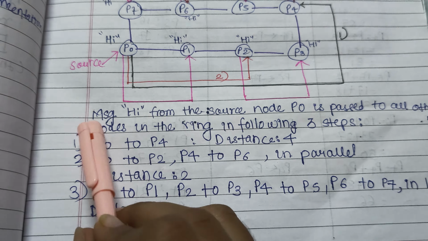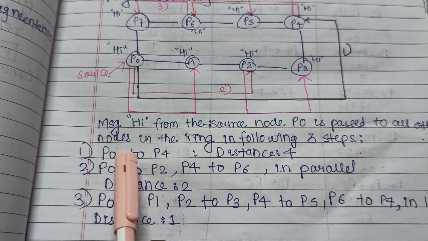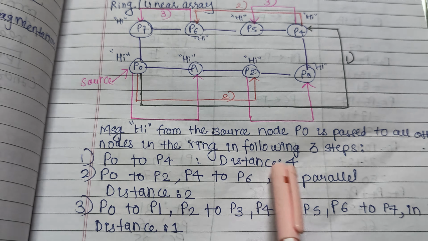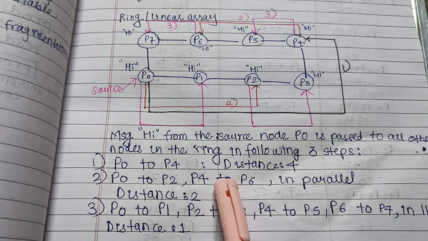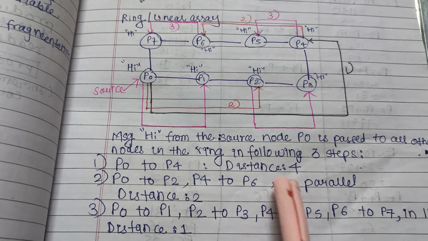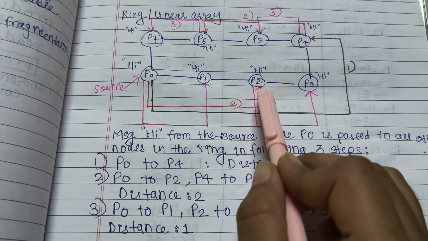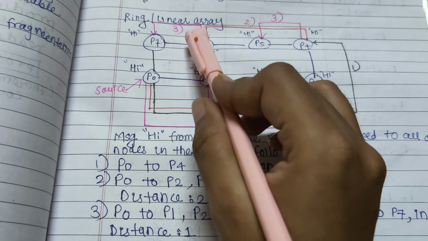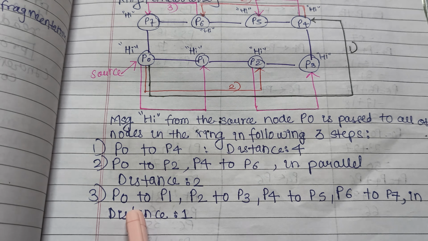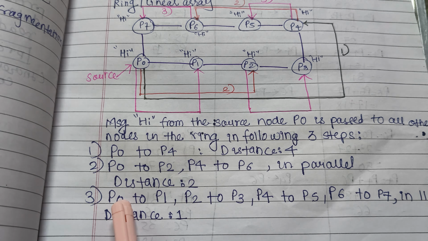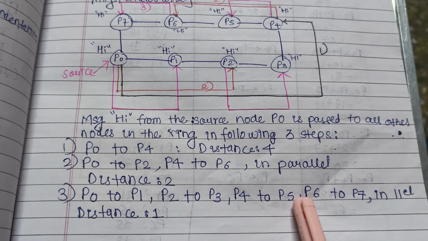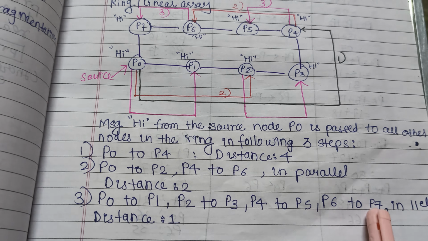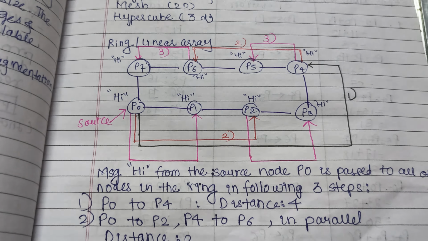Similarly, we have written the same thing: P0 to P4, it covers distance 4, and in the second step P0 to P2, P4 to P6 in parallel. So this will happen in parallel, in step 2. And similarly step 3 will also happen in parallel: P0 to P1, P2 to P3, P4 to P5, P6 to P7, and it will cover distance 1, and this will happen in parallel.